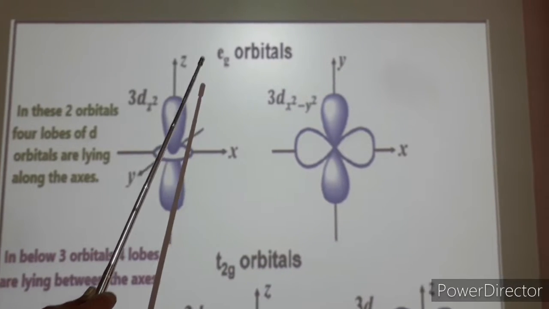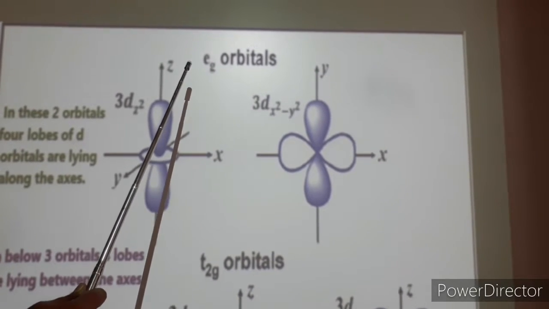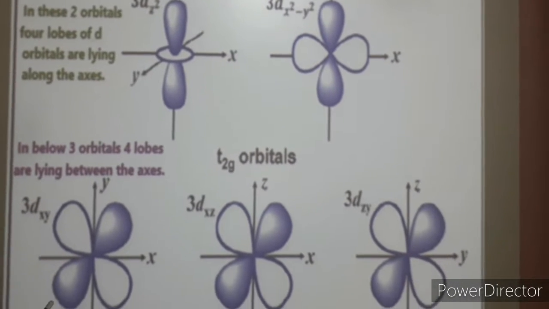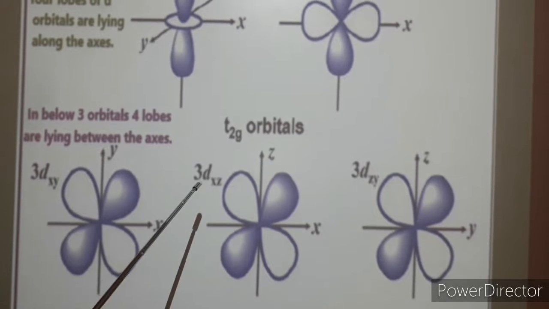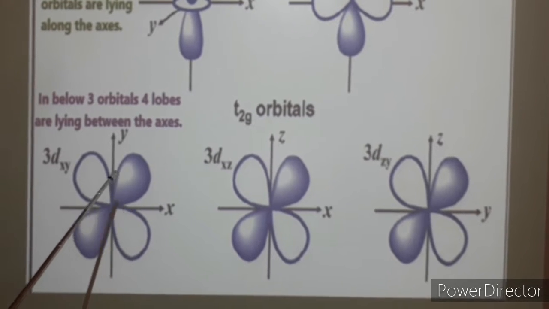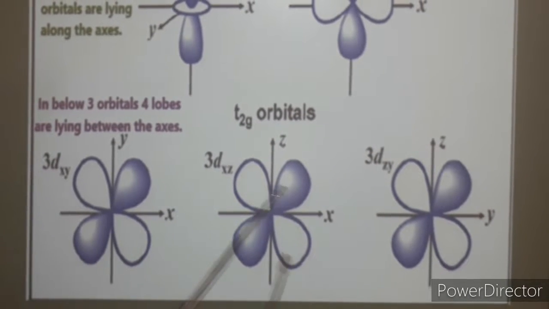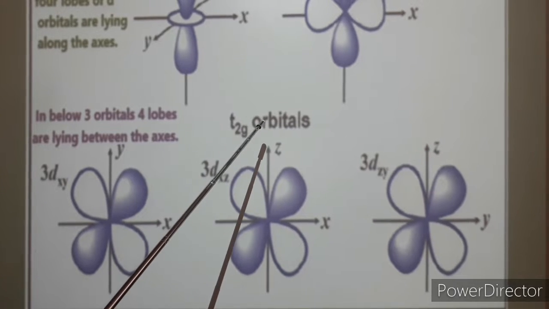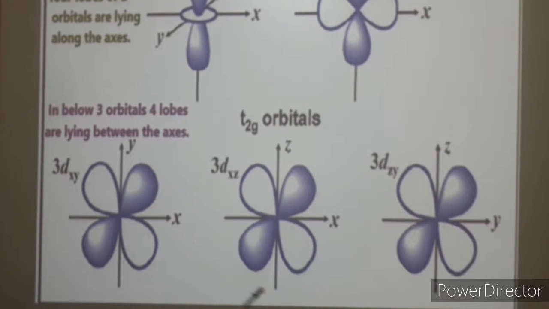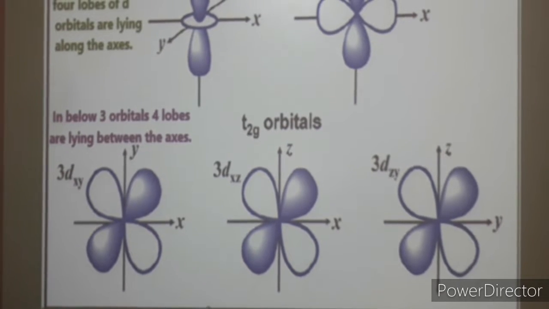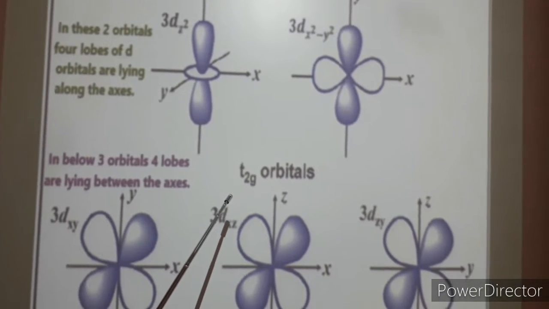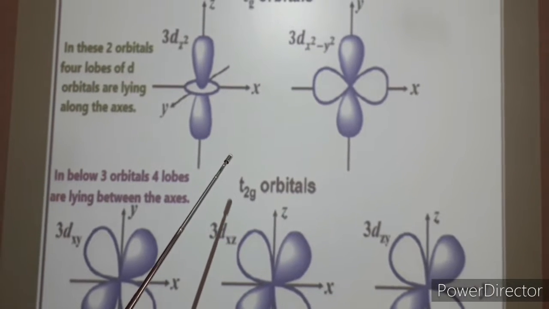What does E mean? Doubly degenerate orbitals. Degenerate means they have the same energy level. Both have the same energy level. Now three orbitals: one is dxy, another dxz and dyz. Now see the 4 lobes, they lie between the axes, and these 3 orbitals are called the T2g orbitals. What does T mean? Triply degenerate orbitals. Gerade means same symmetry. They have the same symmetry and also the same energy level. So we have to know about the Eg orbitals and T2g orbitals before going to the third step.